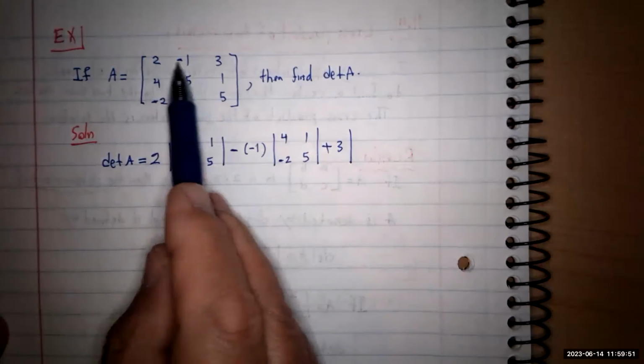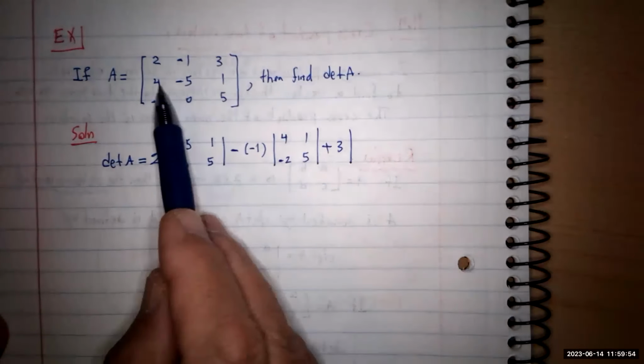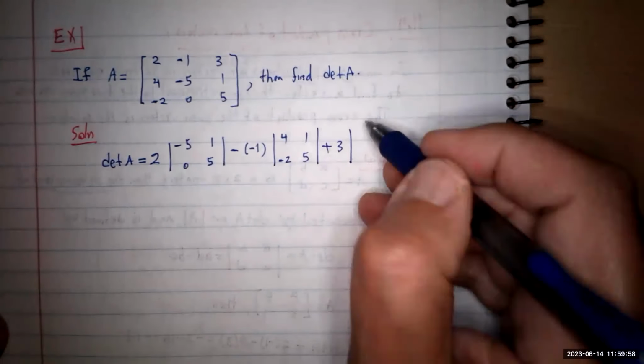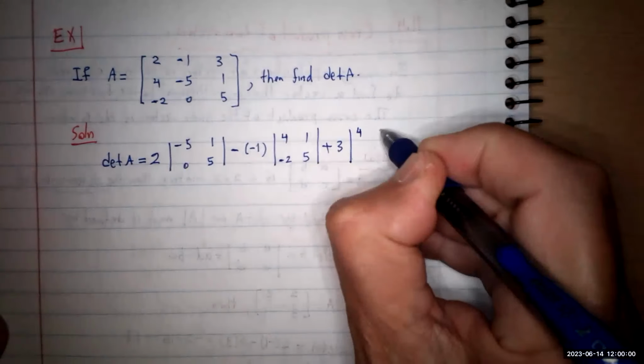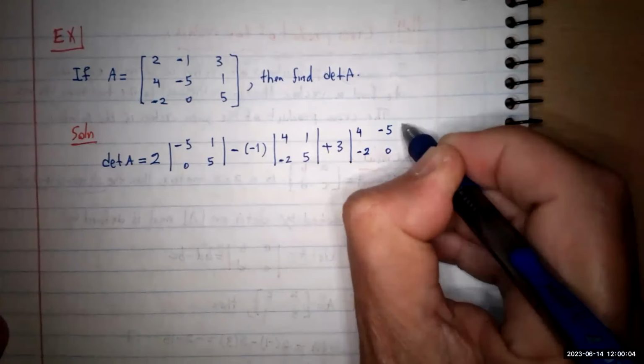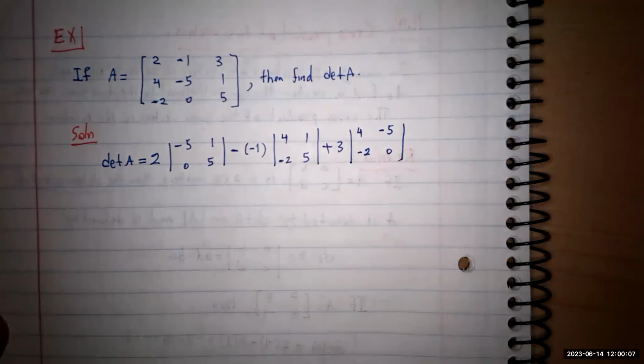The term is 3 here. You eliminate the first row, the last column. So we get 4, negative 5, negative 2, 0. So that would be 4, negative 5, negative 2, and 0. That's your formula. And we do these quickly when we don't write it down.